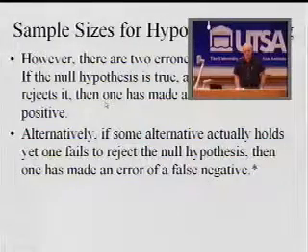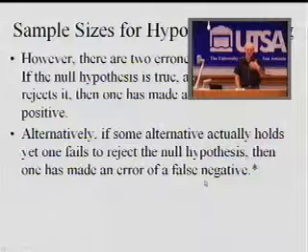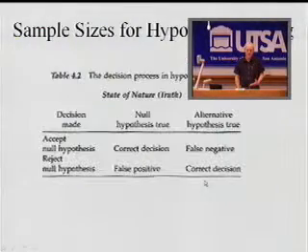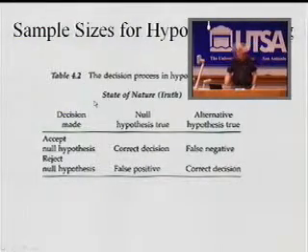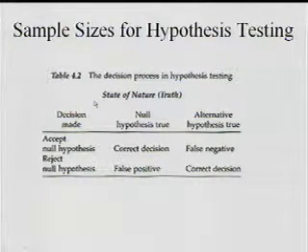Alternatively, if some alternative actually holds, yet one fails to reject the null hypothesis, then one has made an error of a false negative. So it's possible to make an error of false positive and an error of false negative. And it's important to understand these as we proceed to discussing power analysis and appreciating the terminology that is used.